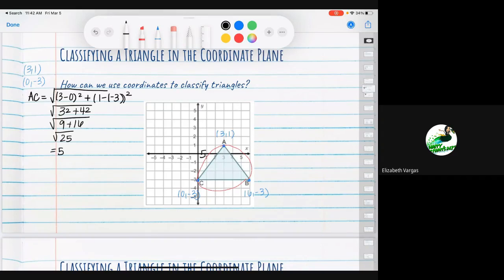Okay, now let me find the distance of the other side. So AB. Same thing, use my coordinates. So I'm going to use 3, 1, and 6, -3 on my vertices. So that becomes 1 minus -3, 2. Basically, I'm just using the distance formula, which we've done before, right? You can plug this into the calculator, or you can do it on your own.